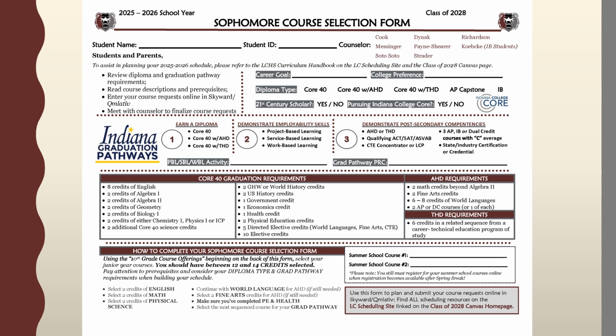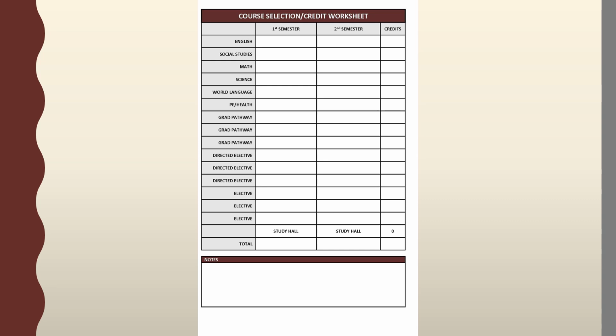Follow the directions provided for how to complete your course selection form and refer to the grade level course offerings to highlight the courses you may want to take next year. You can also jot down your courses using the course selection credit worksheet on the last page of your course selection form. Be sure to write down any notes or questions that you may have to discuss with your counselor during your individual scheduling conference.